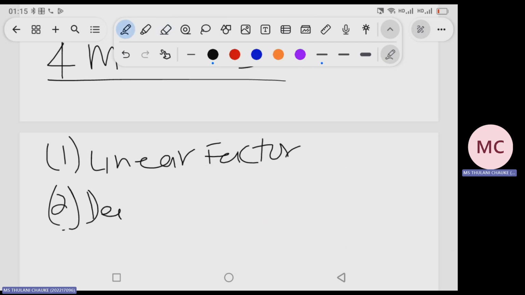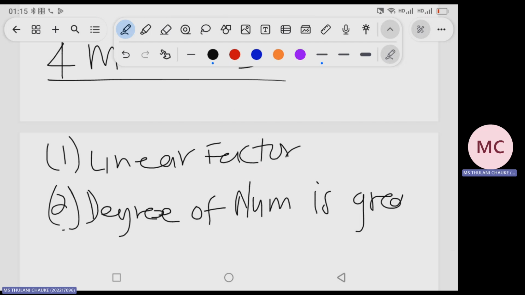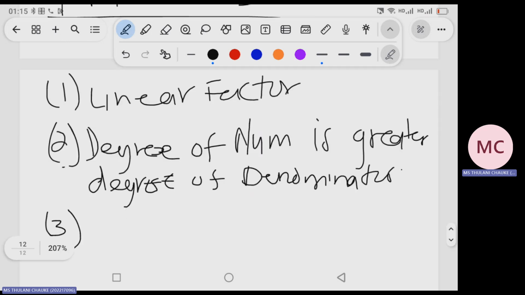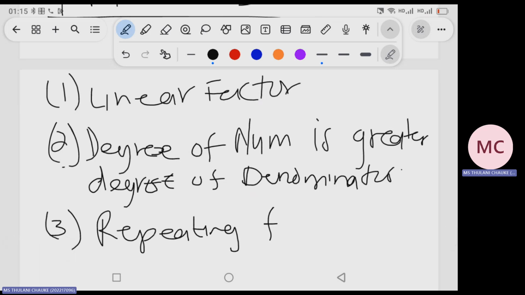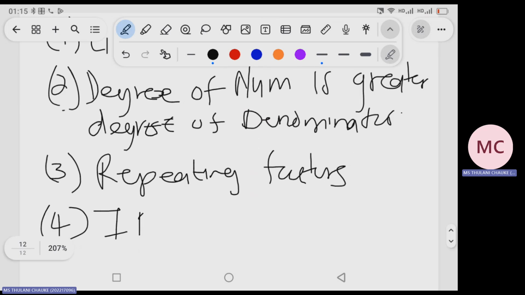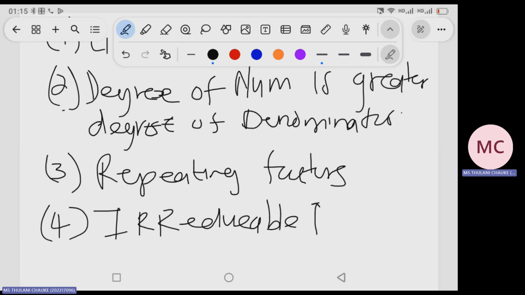Find that the degree of the numerator is greater than the degree of the denominator. But these ones we will do them, I'm just reminding you. Then I've got a case whereby I've got repeating factors. Then the fourth one is when I've got irreducible factors.